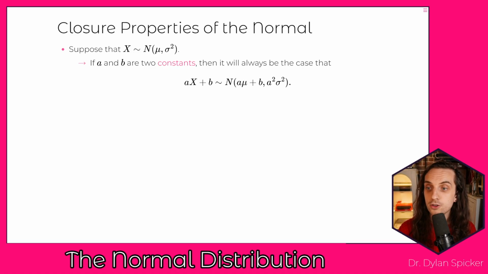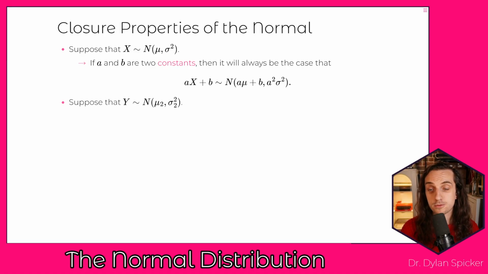What we can say is that if you take a times x plus b, this is also going to be a normal distribution where the mean is now a times mu plus b, and the variance is a squared times the variance of x. So if you transform a normal variable through a linear transformation, it stays normal. This is not going to be the case with every distribution. This is a rare property of distributions, but it is a property of the normal distribution.